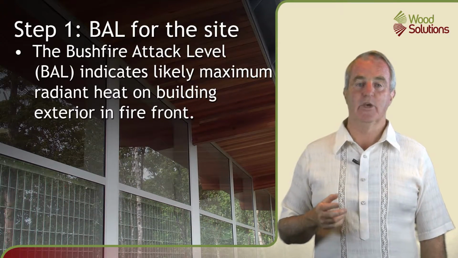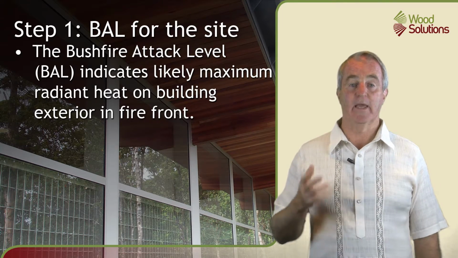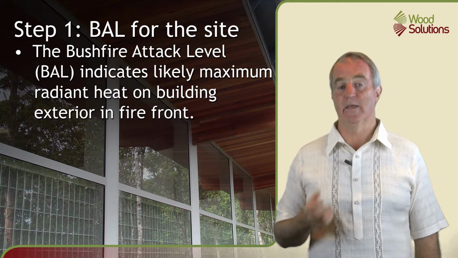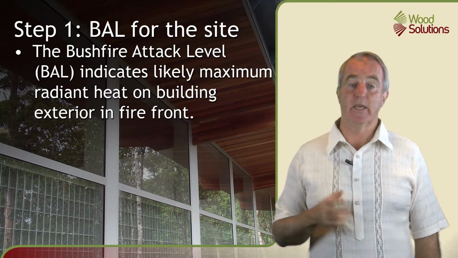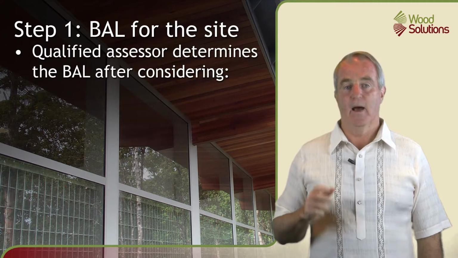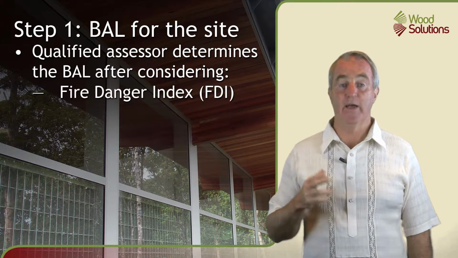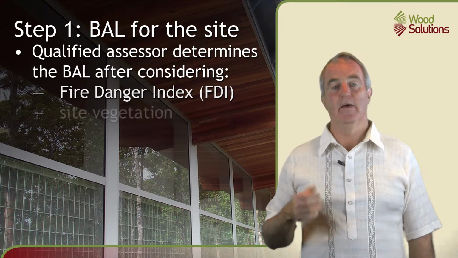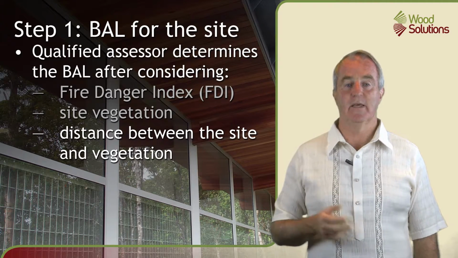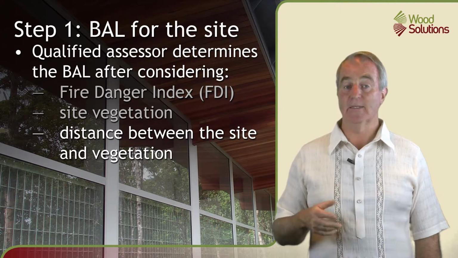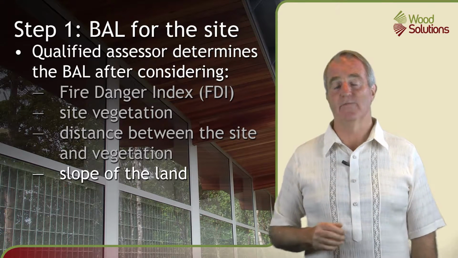Step 1 is determining the BAL for the site. The bushfire attack level, or BAL, indicates the likely maximum radiant heat on the building exterior in a fire front, and it is expressed in kilowatts per metre squared. A qualified assessor usually determines the BAL after considering the fire danger index for the area, the type of vegetation near the site, the distance between the site and the vegetation, and lastly, the slope of the land under the vegetation, because that affects how fast the fire moves.